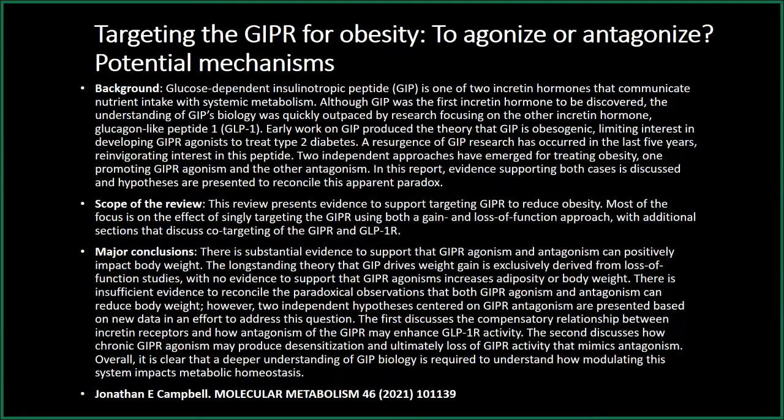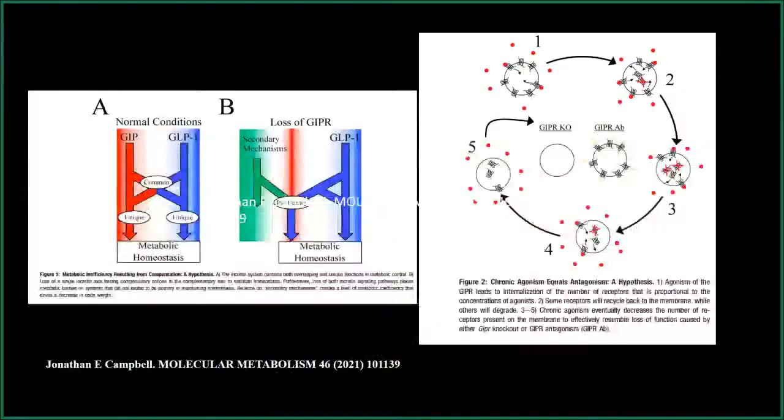Should we antagonize or agonize GIP? For obesity, what should we do? Even to this day, the data is a bit more complicated on how it might work. Jonathan Campbell and others have this hypothesis. There are two hypotheses that they have.